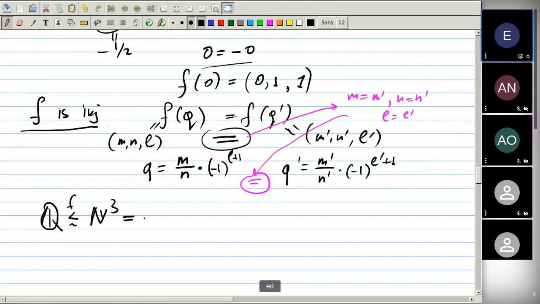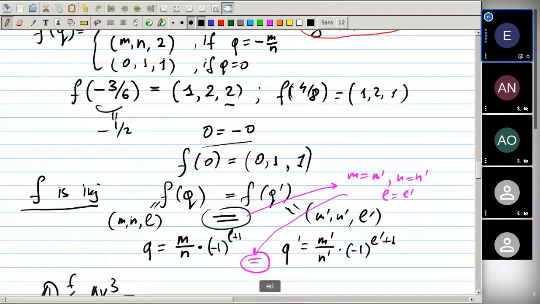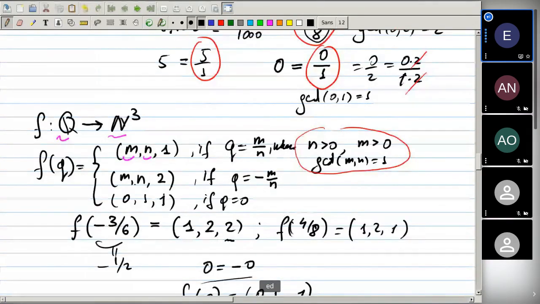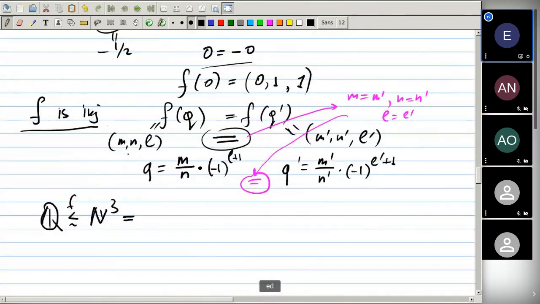Yes. I'm not sure. Can you write it step by step? What is the problem? We have mapped every rational number to a triplet. Yeah, okay. Of course, we haven't used every triplet, but it was not necessary. It is an injection, but not a bijection. Is it clear?